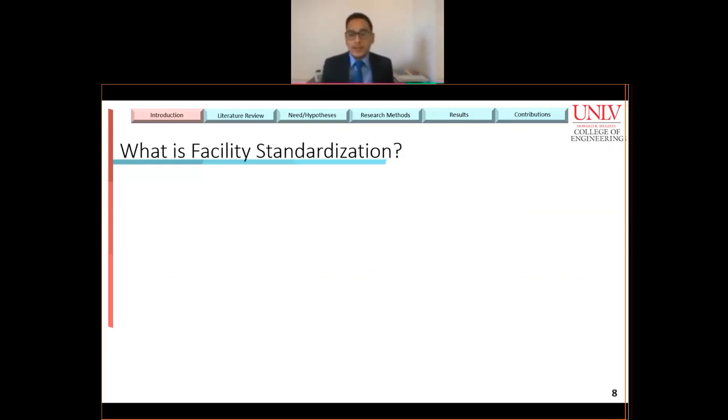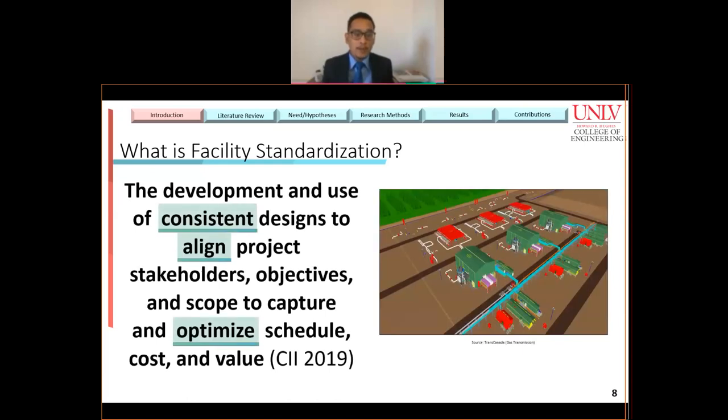I have adopted the definition of standardization from CII, in which they have defined it as the development and use of consistent designs to align project stakeholders, objectives, and scope to capture and optimize schedule, cost, and value. On the right-hand side, you can see different facilities in a gas transmission plant, and you can see the consistent designs that are being used for this facility.